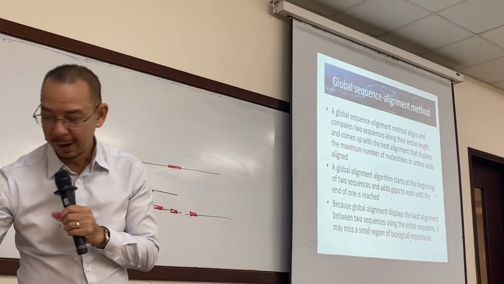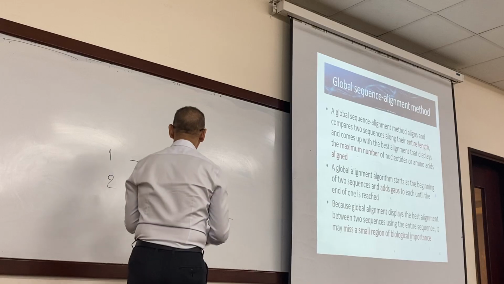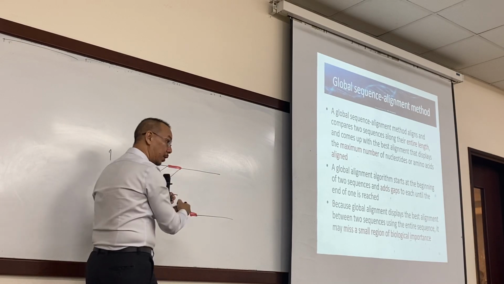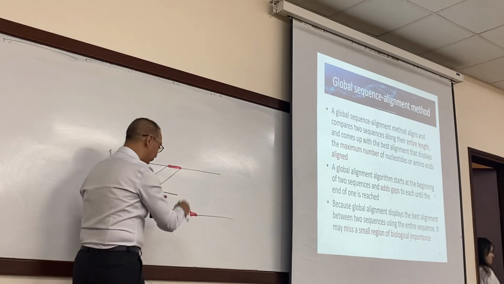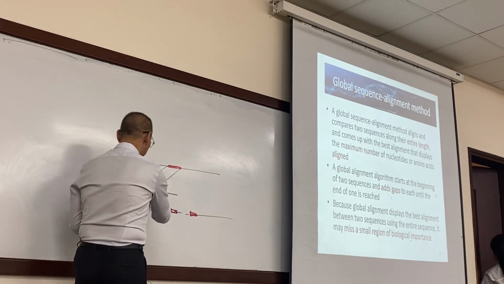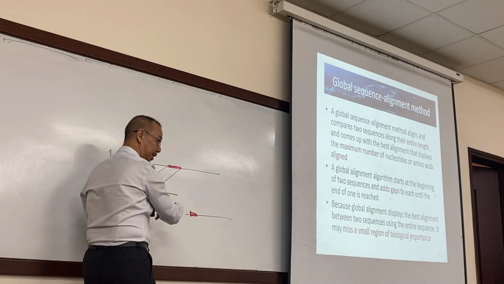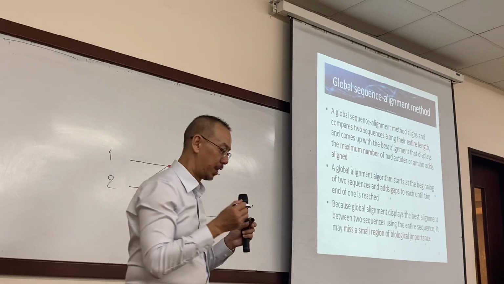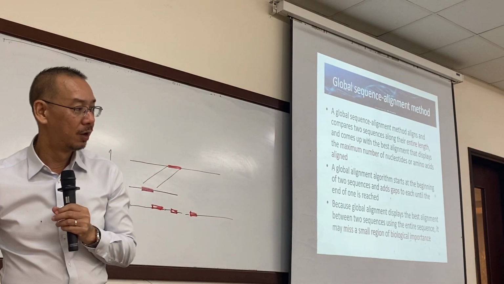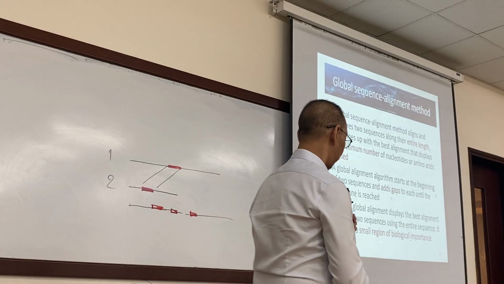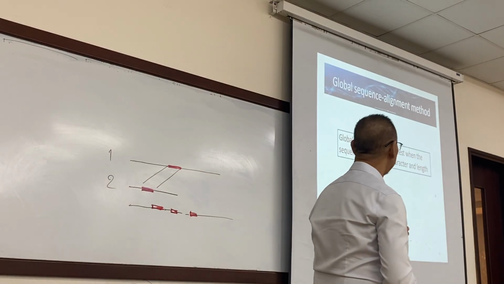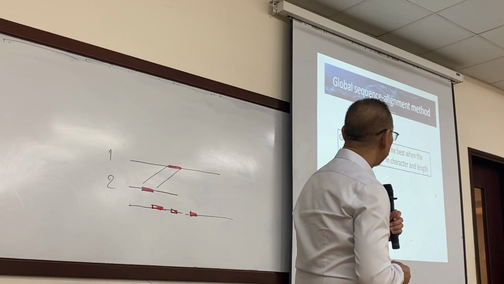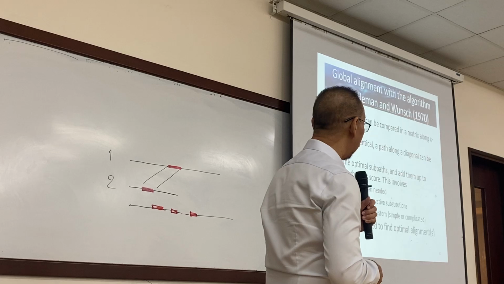Okay, and actually we want to find out any domain shared between sequence 1 and sequence 2. But this one adds the gap and disrupts sequence 2, and the small region of biological importance, we miss that. Likewise, global alignment works best when the sequences are similar in character and length.